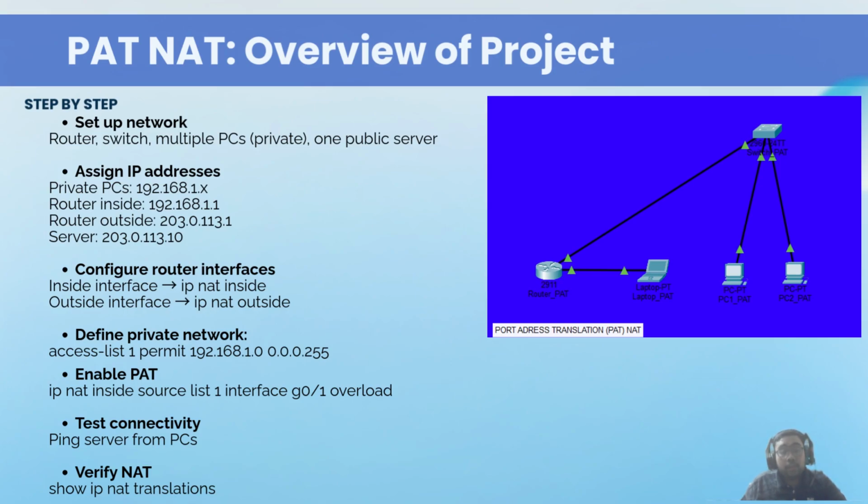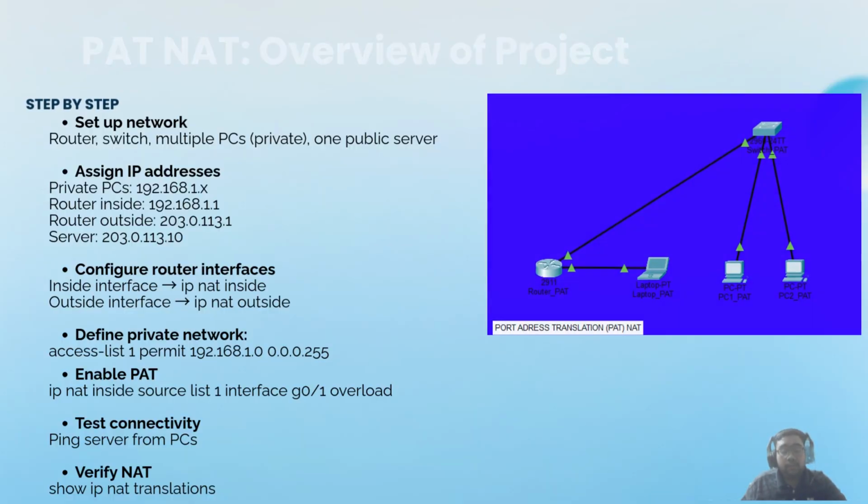After that, we enable PAT, or port address translation, on the router. We use the command ip nat inside source list 1 interface G0/1 overload. This command allows all private devices in access list 1 to share the router's public IP address using different port numbers. And lastly, we tested and verified the configuration. We tested the connectivity by pinging the public server from the private PC to confirm that PAT is working. We use the command show ip nat translations to view all the active NAT entries on the router.